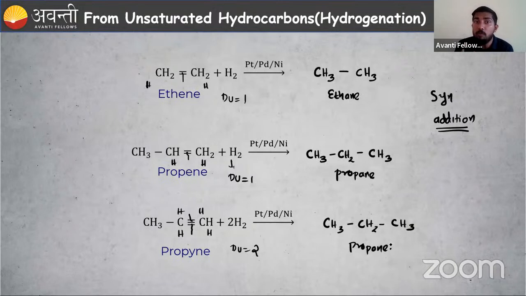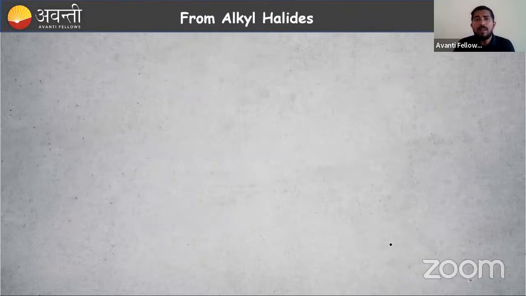This is the first method of preparation of what? Alkanes, not alkenes, not alkynes. I hope this is pretty clear to you. Very simple reaction. So with this, we have studied degree of unsaturation also, right? So next one, from alkyl halides.